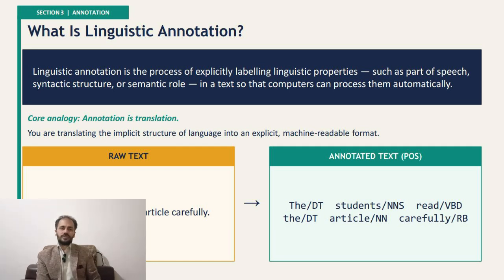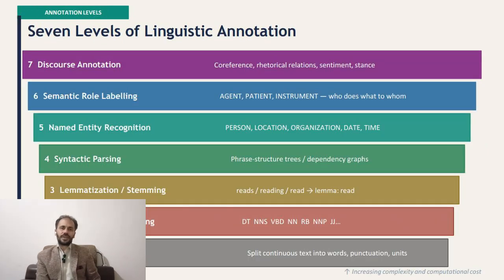Now let's talk about the different levels of annotation. Linguistic annotation is not a single thing. It happens at multiple levels. Each level has a linguistic analysis. Let me tell you some of them.